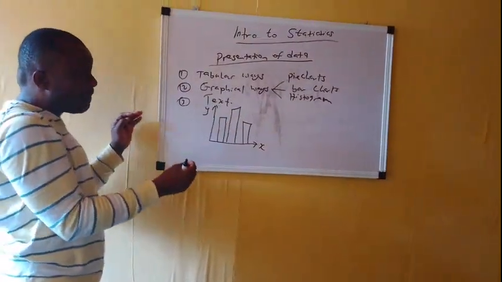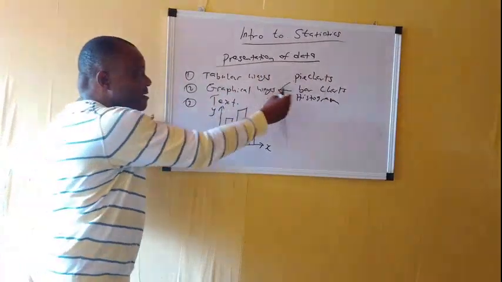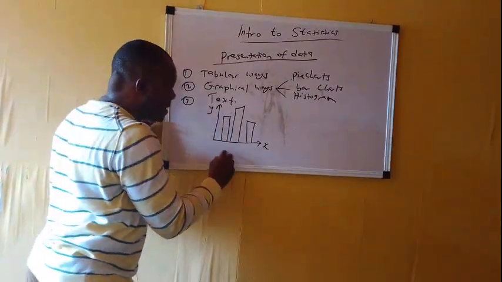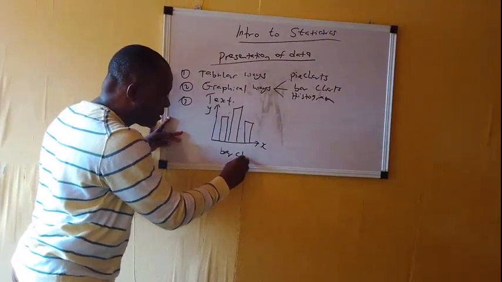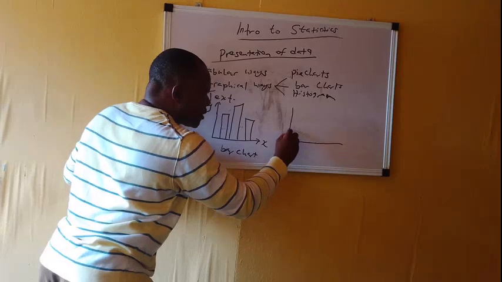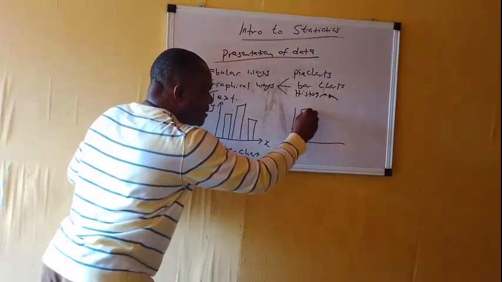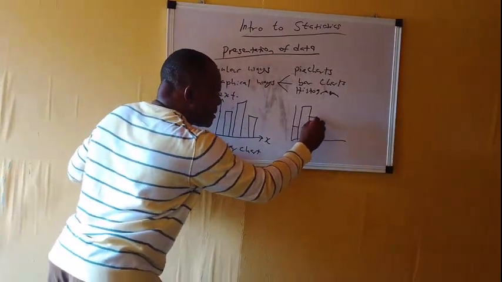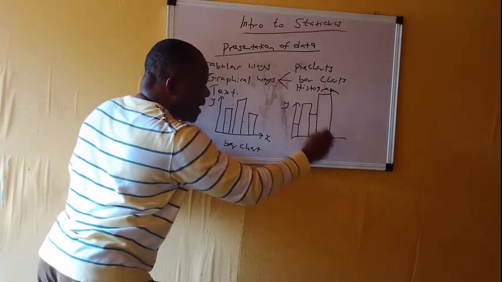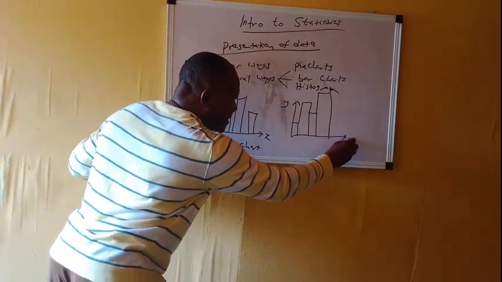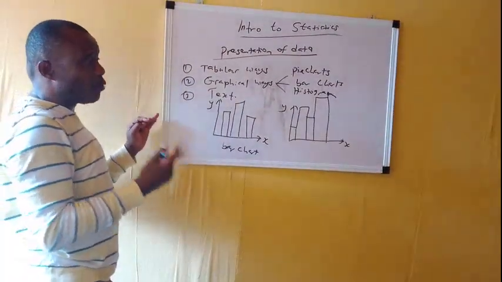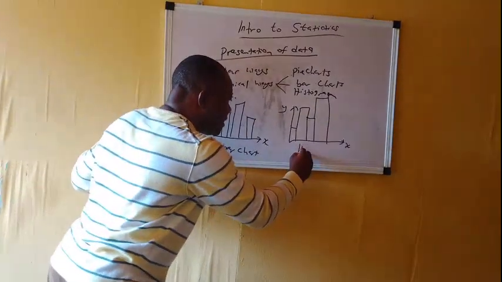The difference between a histogram and a bar chart: this one is an example of a bar chart. In a histogram, the bars are joined together. You will see them like this, like this, like this, and so on. You have your y-axis, you have your x-axis, depending on what you have defined your x to be or what you have defined your y to be. This is an example of a histogram.